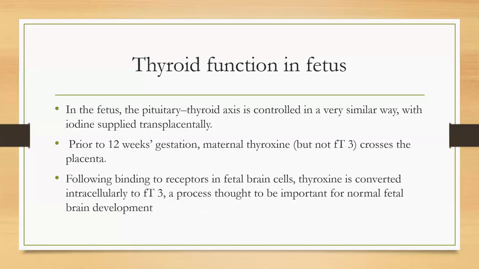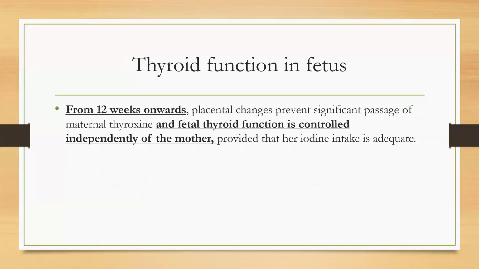In the fetus, the pituitary thyroid axis is controlled in a very similar way, with iodine supplied transplacentally. Prior to 12-week gestation, maternal thyroxine, but not free T3, crosses the placenta. Following binding to receptors in fetal brain cells, thyroxine is converted intracellularly to free T3, a process thought to be important for normal fetal brain development. From 12 weeks onwards, placental changes prevent significant passage of maternal thyroxine, and fetal thyroid function is controlled independently of the mother, provided that her iodine intake is adequate.